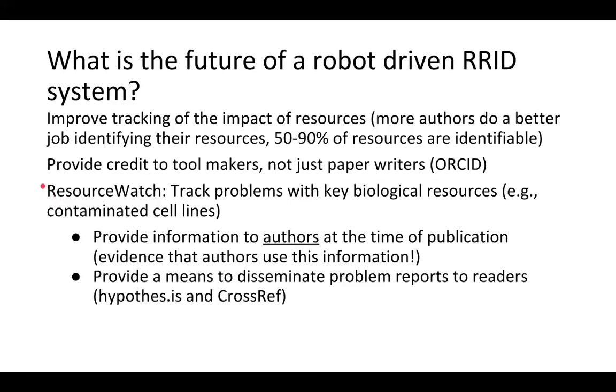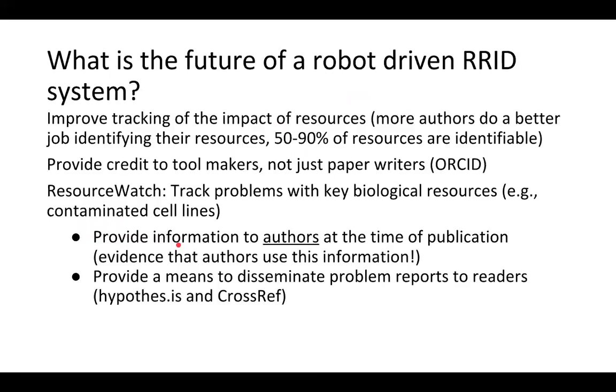But we can even do more. Because if we look at something we're calling Resource Watch, we can start to track problems with some of these key biological resources. And for example, we have the contaminated cell lines. ICLAC already has a great list. Could we put that information into PubMed or into PubMed Central? And the answer is, of course we can, as long as we can identify most of those resources in that paper.